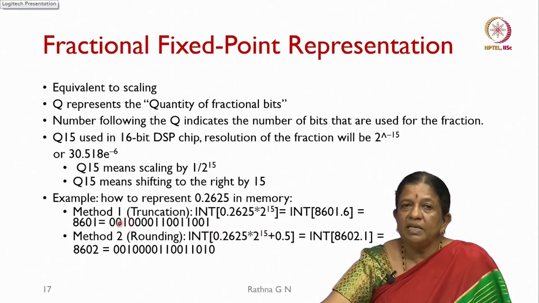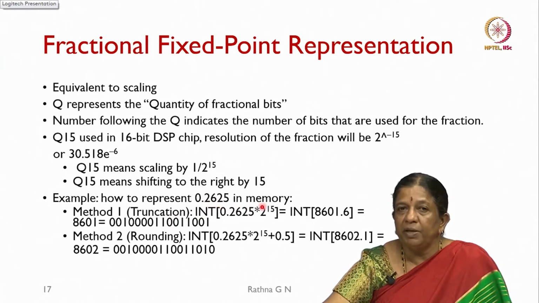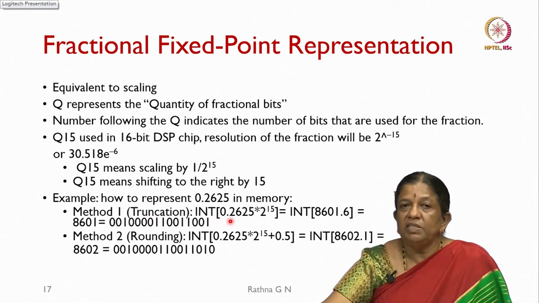Now, as an example, how are we going to represent 0.625 in memory? The first one is the truncation method. We will be calling it an integer value, which is nothing but 0.625 multiplied by 2 power 15. The resulting value is 20480.0, and in truncation we truncate whatever comes after the decimal point.